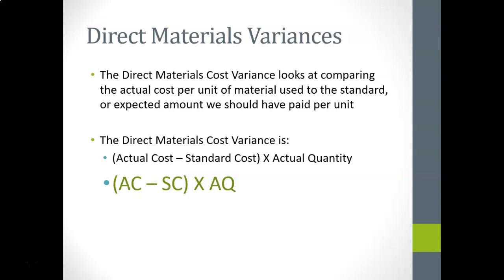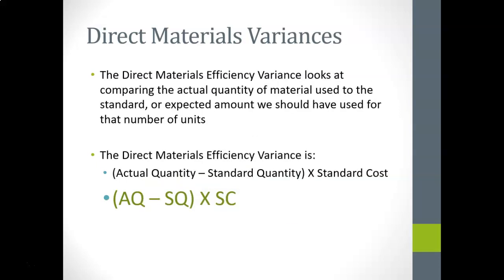So the direct materials cost variance formula is the actual cost, and this is the actual cost per unit, and we subtract out the standard cost per unit, and then that difference is multiplied times the actual quantity of that material that we used. And then we have to determine whether or not that variance is favorable or unfavorable. So to put the formula shorter, we have AC minus SC, and we're going to multiply that times the AQ, which is the actual quantity.